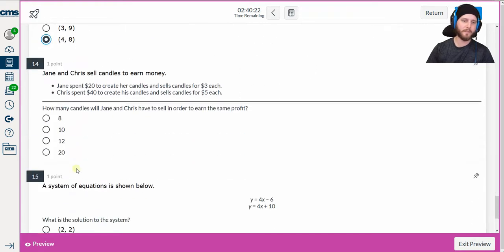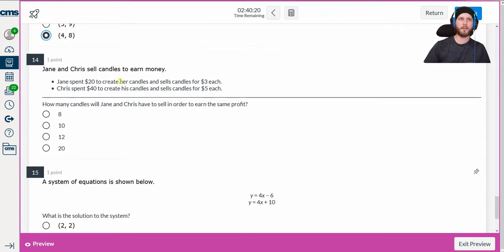4, 8. Now, number 14 is a little bit difficult. Now, keep in mind, there is only one of these types of questions on the study guide.